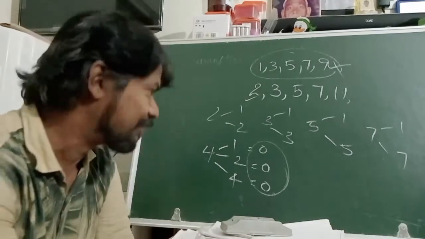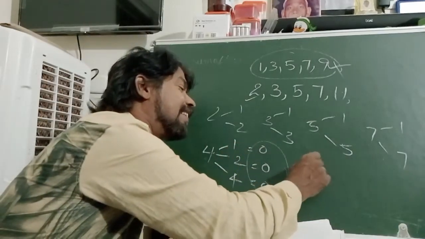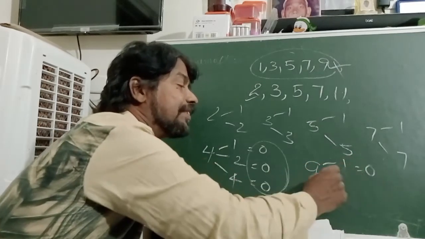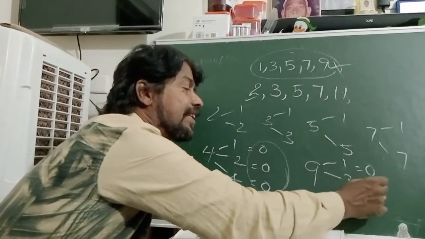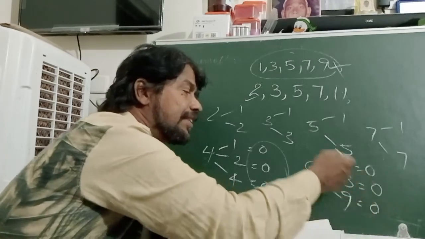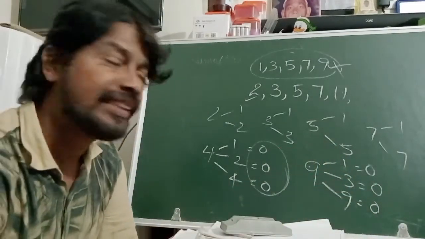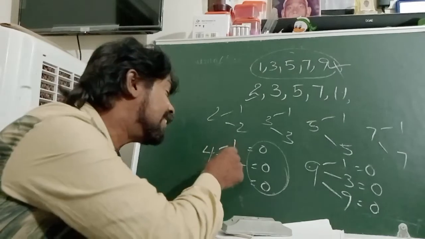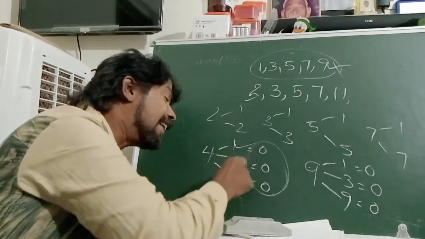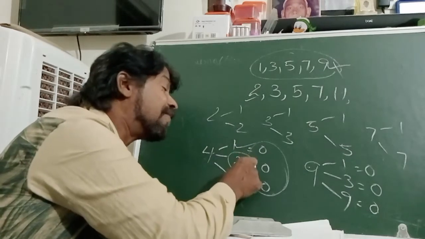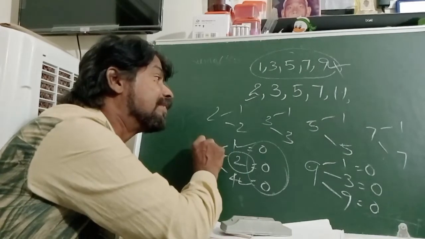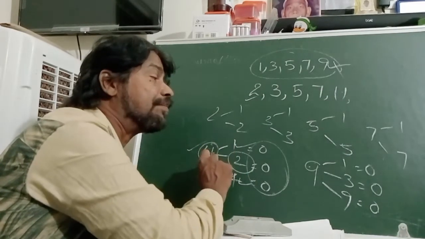Suppose you take the case of 9. If you divide 9 by 1, you get a remainder 0. If you divide 9 by 3, you get a remainder 0. If you divide 9 by 9, you get a remainder 0. So 1, 3, 9 are the factors of 9. Since in 4, other than 1 and itself, 2 is a factor of the number 4, 4 is not a prime number. This is a composite number.